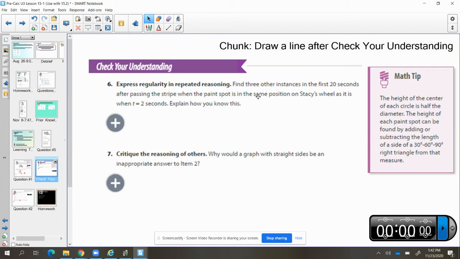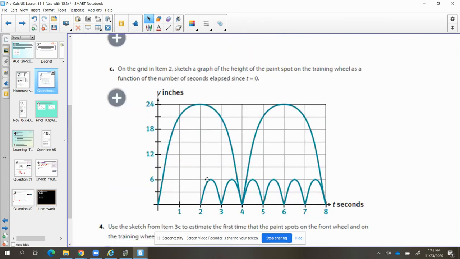So when they ask in question number 6, at what 3 other instances in the first 20 seconds is the spot going to be at the same position, again, we have to go back to the idea that this repeats itself every 4 seconds. So not only at time 2 is this paint splatter going to be the same height above the ground, but at time 6 seconds, and then 10 seconds, 14 seconds, and 18 seconds are going to give that same height because it keeps repeating itself. It's going to be the same height every 4 seconds, right? It's going to continue on and on, okay?